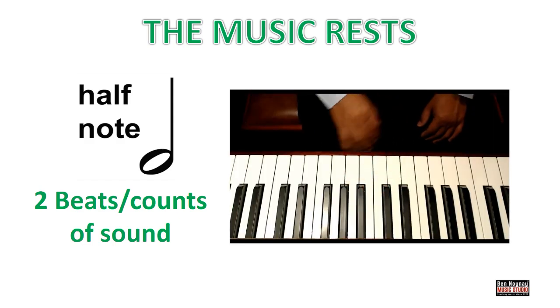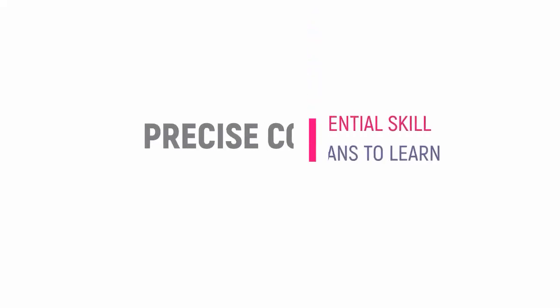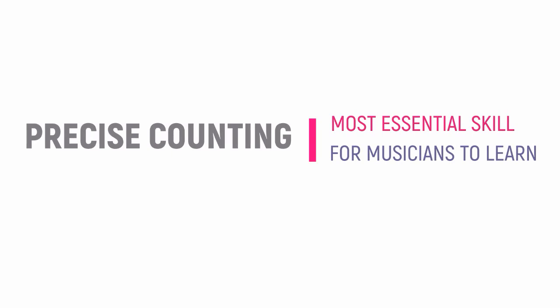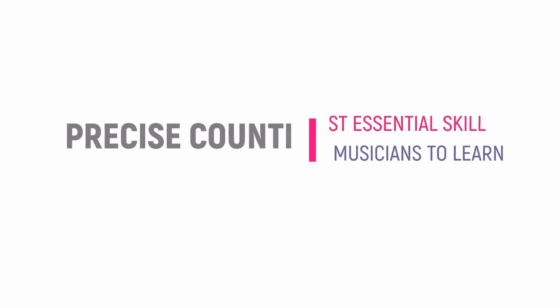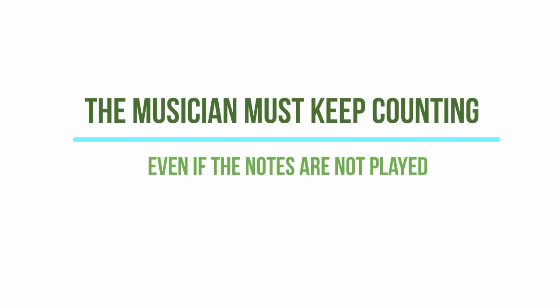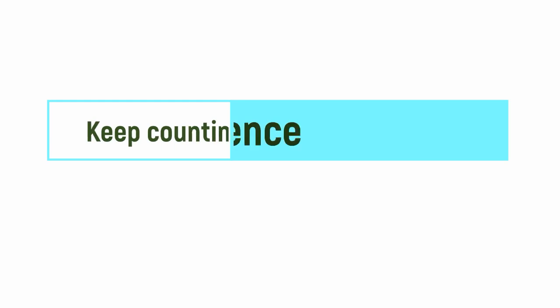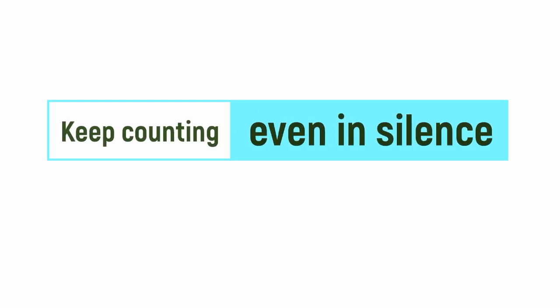1, 2. In music, precise counting is the most essential skill that a musician can learn in order to form the playing of the notes into beautiful sounds of music. The music rule says the musician must keep the counting even if the notes are not played. In other words, counting must continue even in silence.